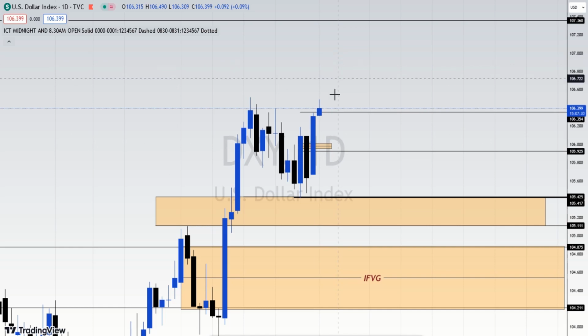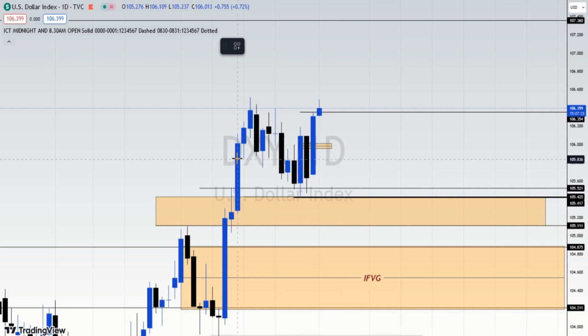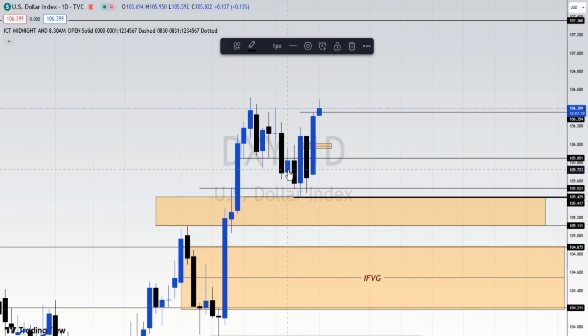What actually happened here is that the market worked with this fair value gap right here, this level. It held the price here, and then we pushed up. It didn't show any interest in dropping down here. So looking at the daily time frame, the market didn't give us any indication of dropping down there, right?